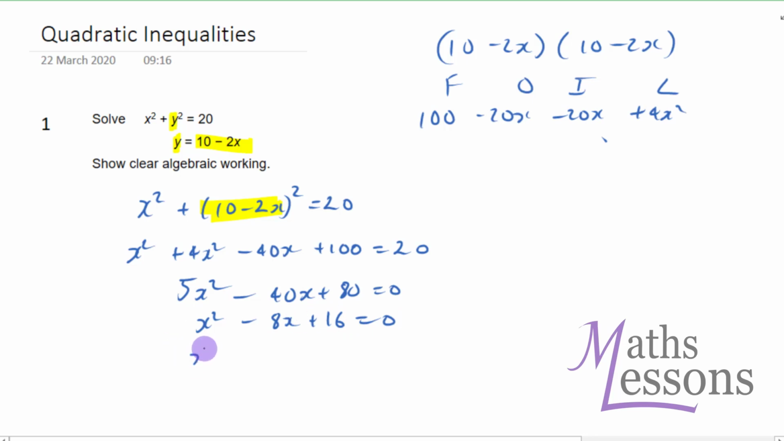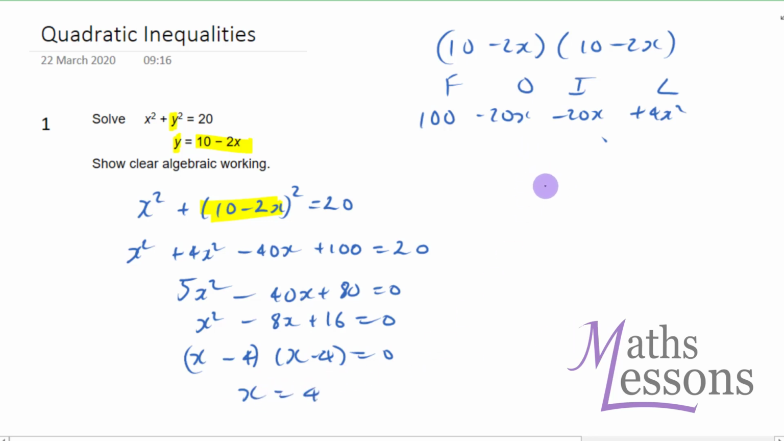So therefore x, now what we can see is two things that multiply to give me 16 and add to give me minus 8 is minus 4 and minus 4. So I get x minus 4 times x minus 4 gives me 0, so x can only equal 4.